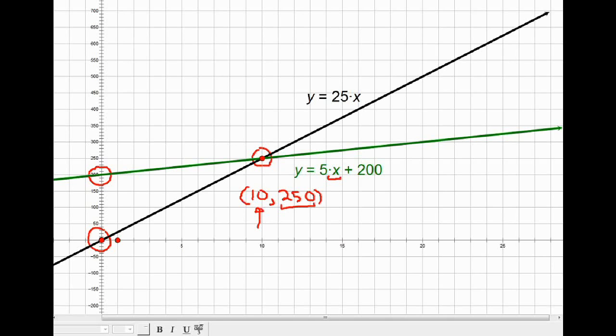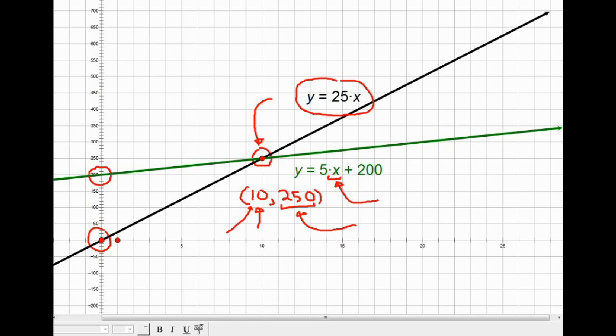So for the green line, if we substituted in 10 for x, well, 5 times 10 is 50, and 50 plus 200 is 250. So the y value that we would get there would be 250. If we substituted x to be 10 into this equation, 25 times 10 is 250. So again, we get the same value for y given this value for x. And that's the only time that happens for these two lines, because these two lines only intersect at one point, and the coordinate that they intersect at is 10 and 250.